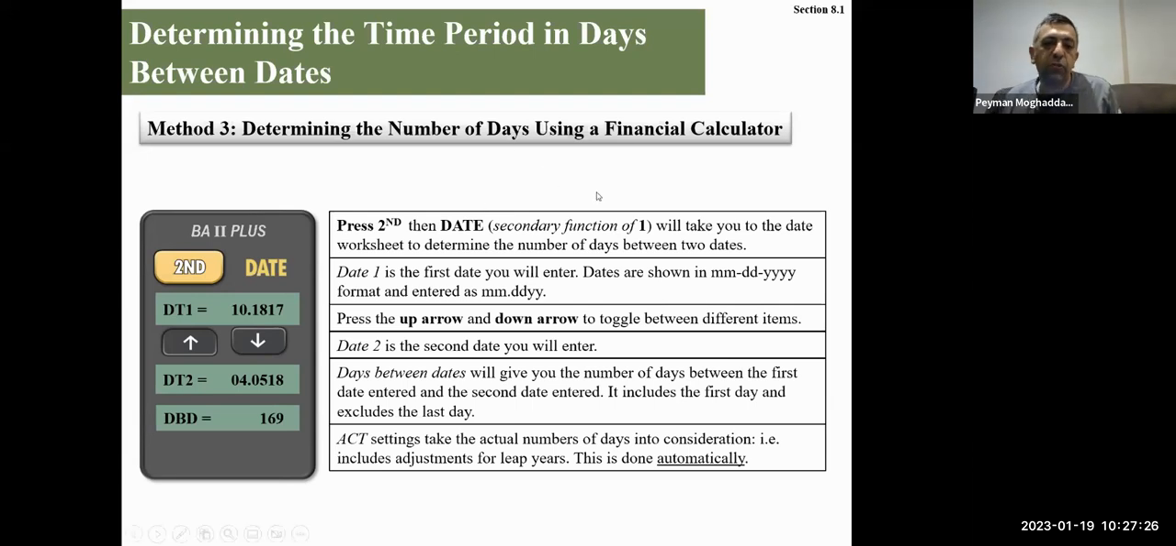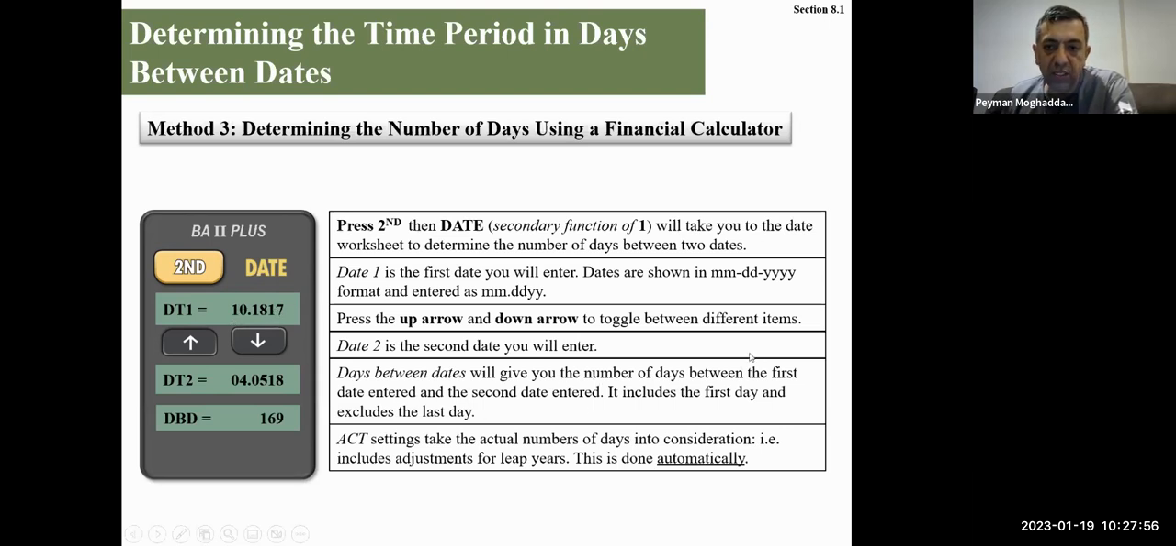And how do you use the financial calculator? You press second, then the date button, which is number 1. So second, and number 1. If you push it, you will have DT1, and you can select what DT1 is going to be. 10.1817. What is this number? 10.1817 means 18 of October of 2017.